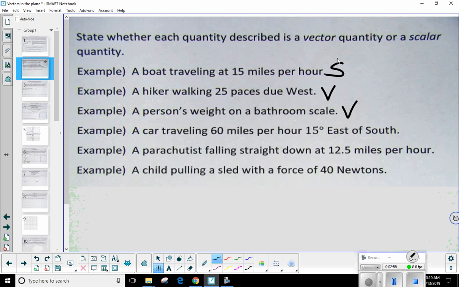Who are my physics students? Okay, so hopefully some of this is going to seem familiar. Have you guys already gone over vectors? Okay, so good. This is going to be a review for you.